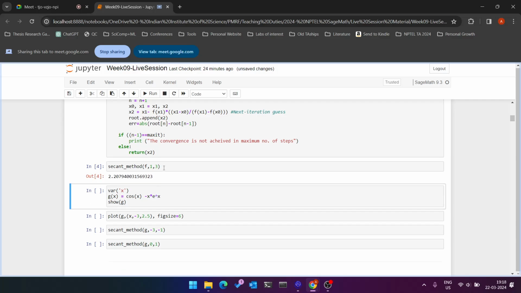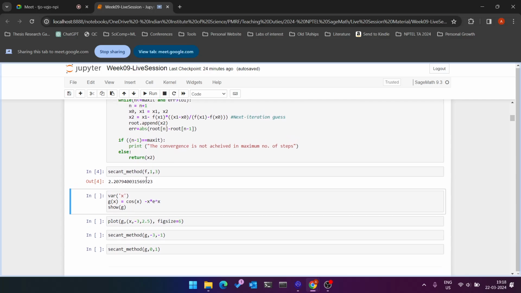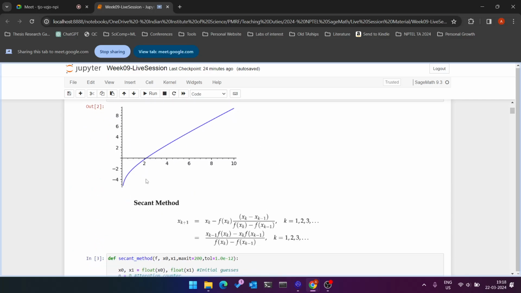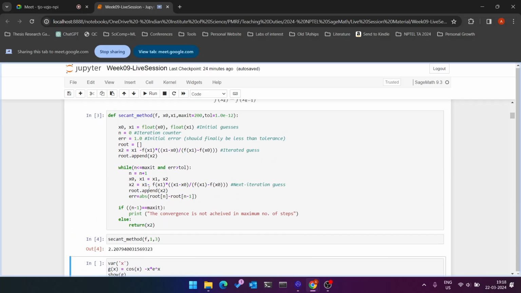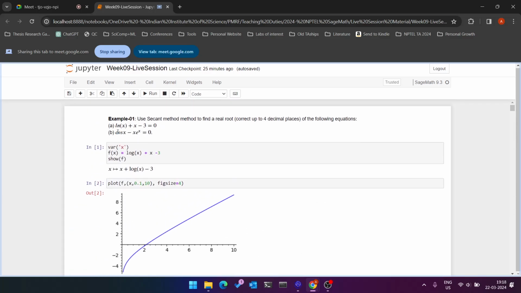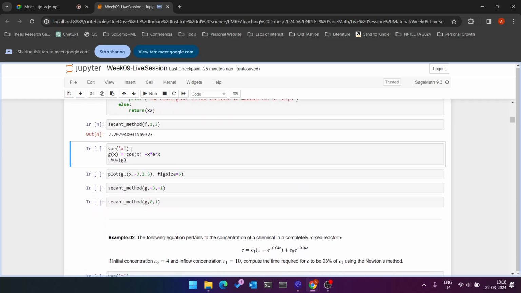This gives me the root to be around 2.207. So this whole algorithm is implemented to find this root. Another function that we had been given in the problem is cos of x minus x into e raised to x going to 0.